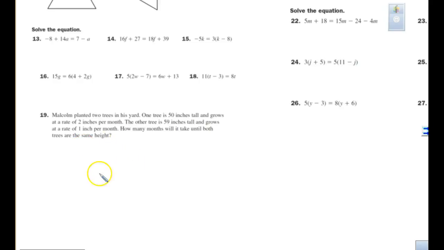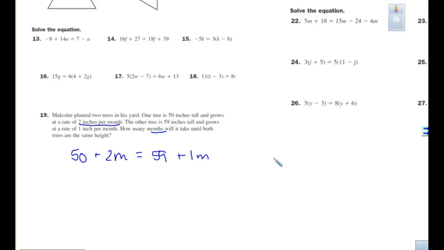Planting these two trees. So it's kind of similar to what we were looking at before. Only thing, this time, one tree starts at 50 inches and it's growing 2 inches per month. This is a rate, and so this is going to be written as 2 times M. What we're trying to figure out is how many months. That's what we don't know. So that is our variable. Equals 59 is where the other tree started, and it's growing at 1 inch per month.